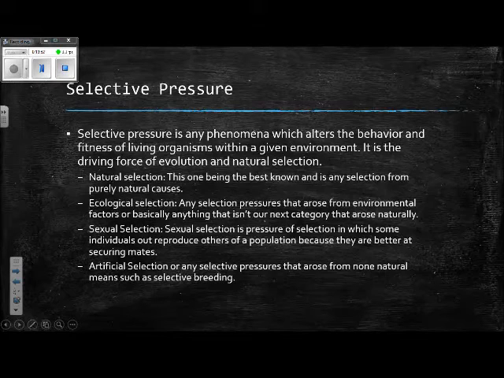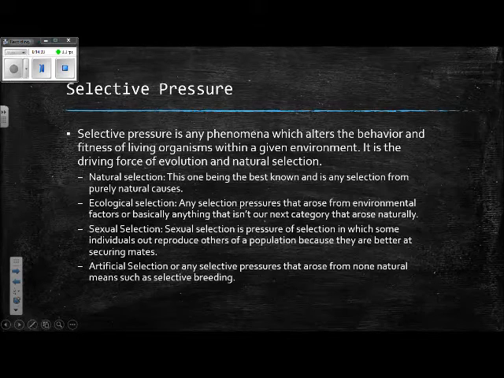So sexual selection is a selection pressure in which individuals out-reproduce others of a population because they are better at securing mates. Okay, so an example of this might be a gorilla. In a gorilla community, the alpha male breeds with all the females, right? So that means that alpha male is using sexual selection to increase the number of offspring that have his genes. Okay, so all the babies that are born are going to be more like the alpha male. And it's going to just keep going and keep going.